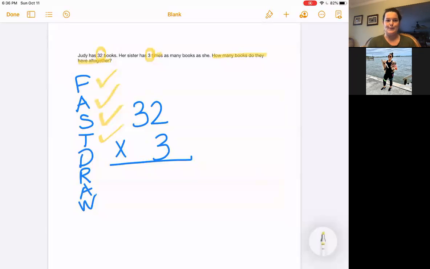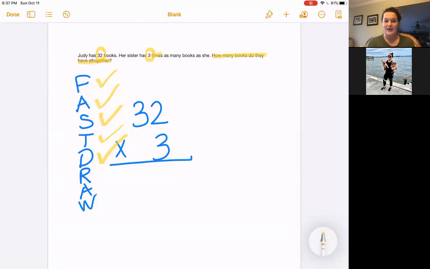D. Discover the sign. Okay, well, I did that already. I already put down my sign, and I discovered that I'd be multiplying. Okay, those kind of go hand in hand. R. Read the number problem. Read the number problem. Okay, I'm almost halfway there. We got this. So I have 32 times 3.